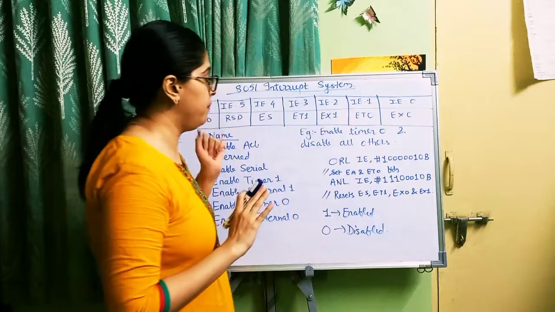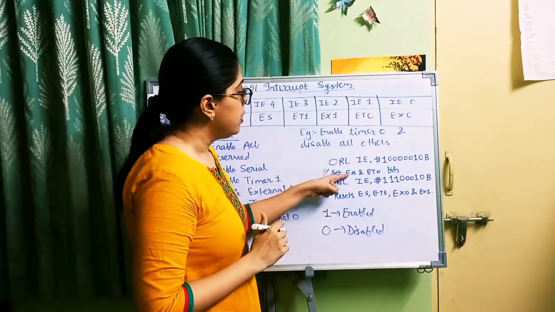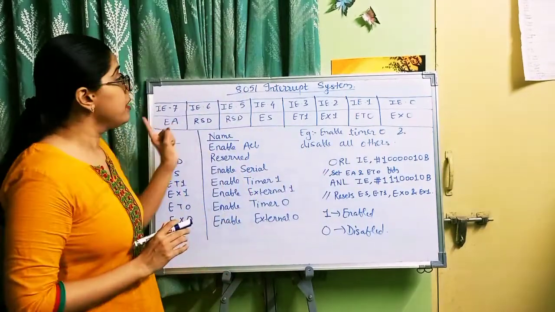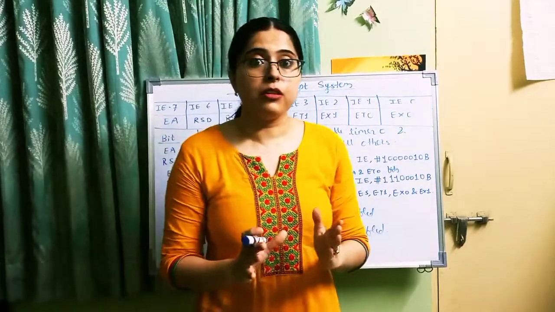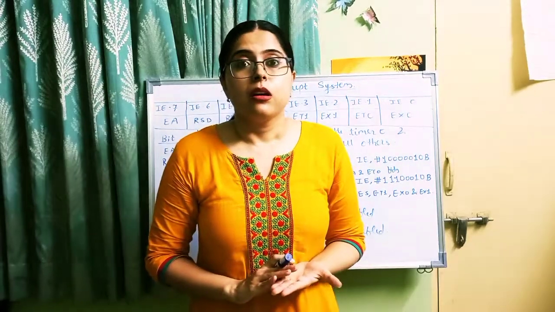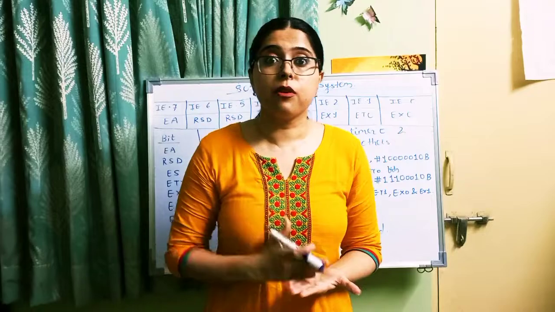Okay. Now what will happen after the OR operation? EA and ET0 bits will be set. Means EA will be 1 and ET0 will be 1. So timer 0 is enabled, but we don't want other interrupts to be enabled. We want to disable all other interrupts. There are other interrupts and we want to disable them.